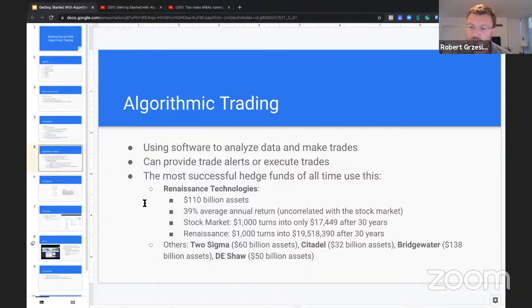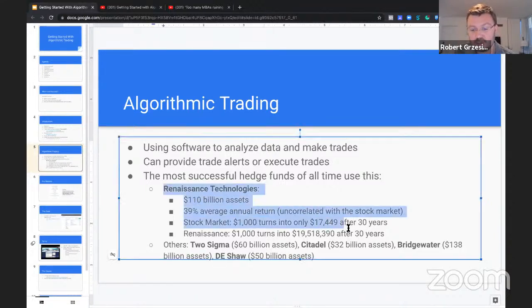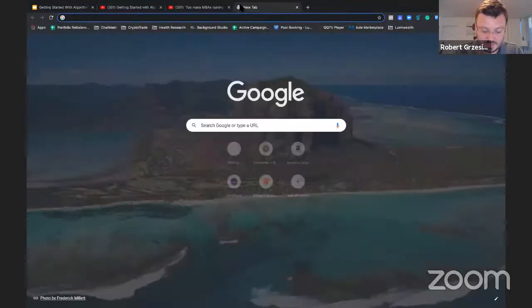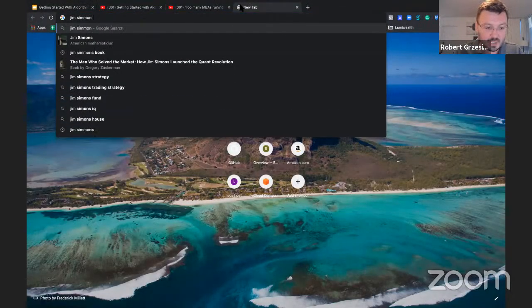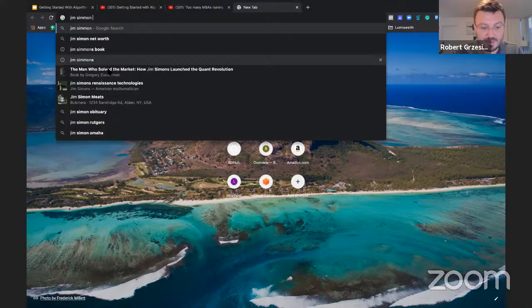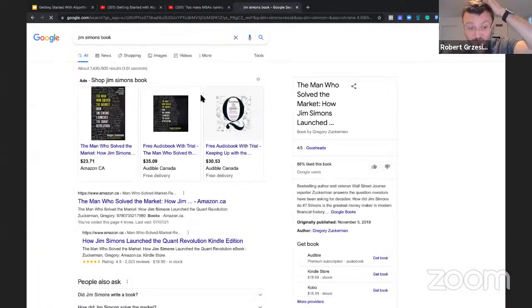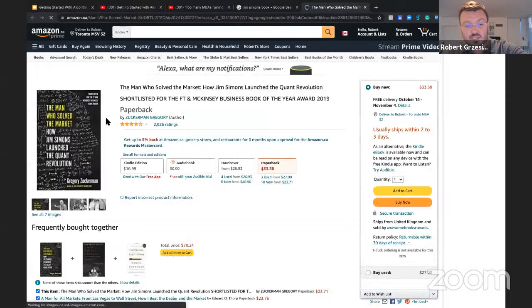But that's my opinion. You guys can believe it or not, but let's talk about reality, right? Companies are actually doing this sort of thing. For example, Renaissance Technologies, these guys are great. There's a fantastic book on them about Jim Simmons. I really recommend that people read this book. This is The Man Who Solved the Market. Great book. If you guys want to learn more about this topic, this is a fantastic one.